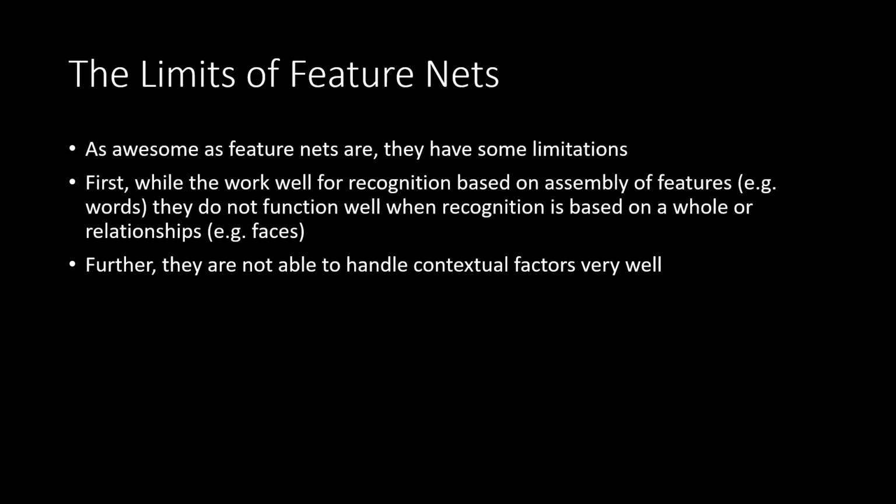Now, as awesome as feature nets and their descendants are, they have some pretty stark limitations. First of all, they work really well when we're trying to assemble something based on its base features and building up into complete objects, be it words or three-dimensional objects. But they don't work very well when we need to understand something in a whole, holistic fashion, or through the relationships that exist between features, and things like faces in this case. So they work really well for assembly, but not when you're trying to recognize a complete whole. They seem to perform quite badly in those cases.